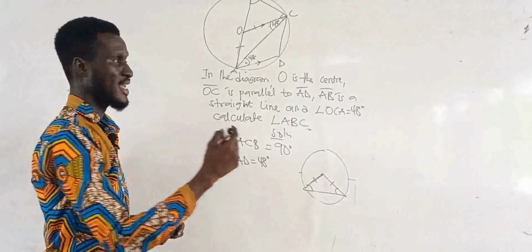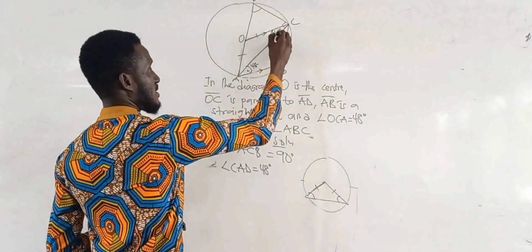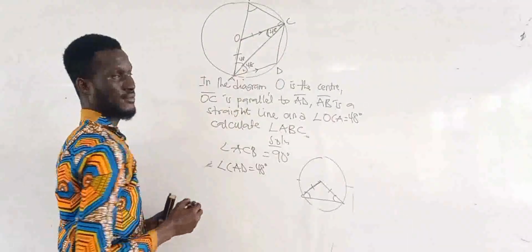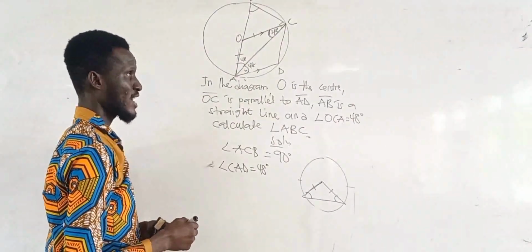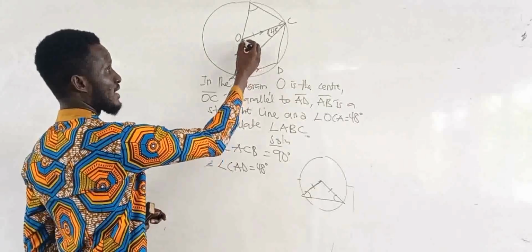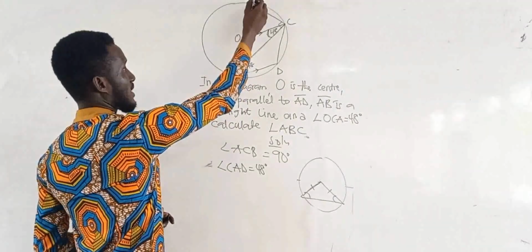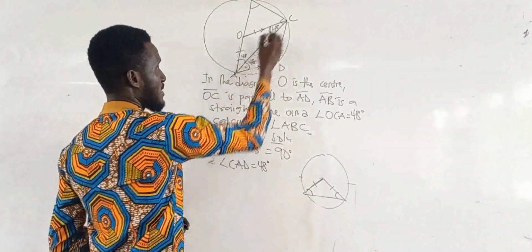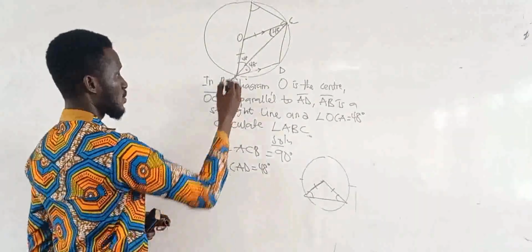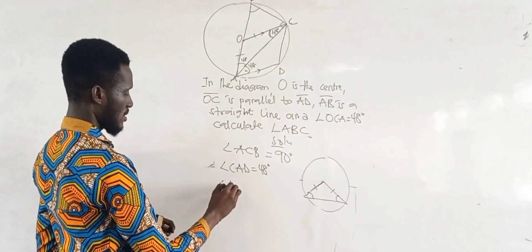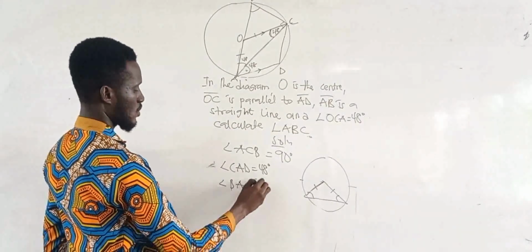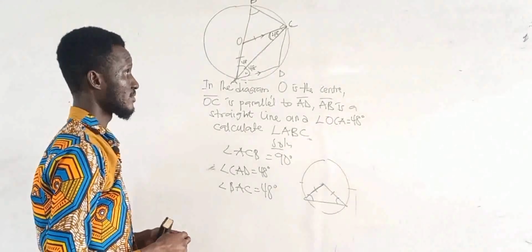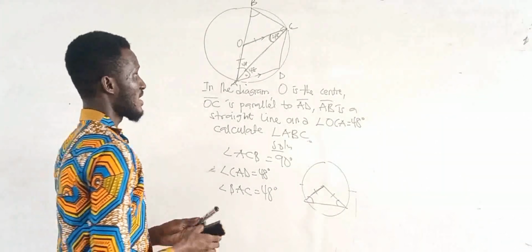So if I have radius here, this side and this side are the same, which means those two angles are the same. So this angle and this angle are also the same. So here will also be 48. Very simple. It means that angle OAC is 48, so let me say angle BAC is also 48 degrees. Very simple.